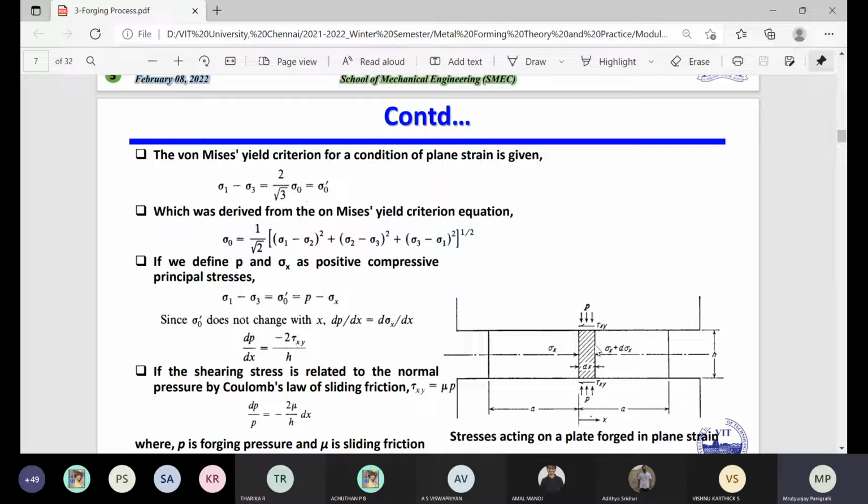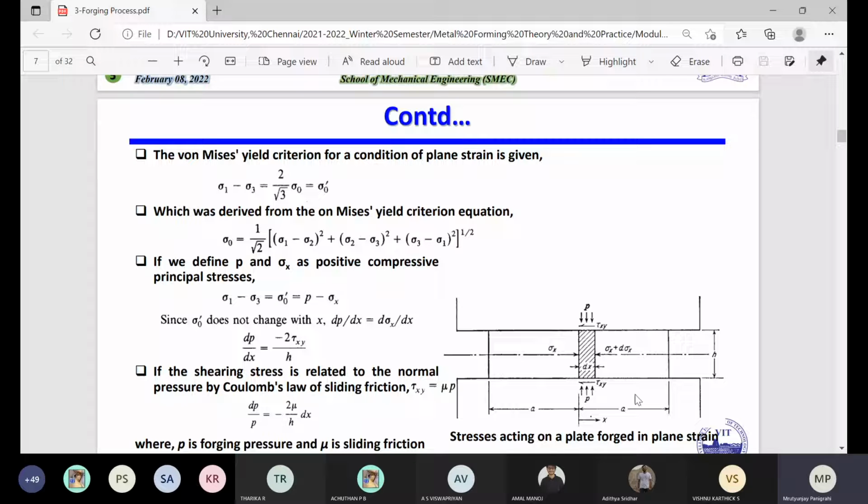Now you have to assume something. If we define P, whatever pressure we are applying here, and sigma x, if you have the positive compressive stress, then you will find sigma 1 minus sigma 3 equal to YF bar or sigma 0 dash. Also, the sigma x is opposing the pressure, so you will find P minus sigma x.